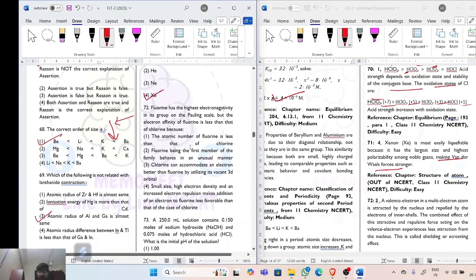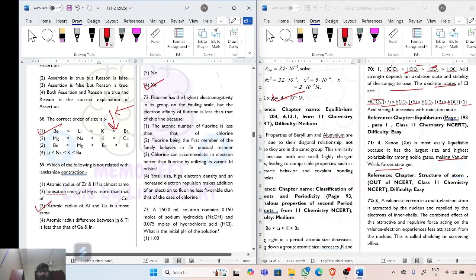Now coming to question number 72. Fluorine has the highest electronegativity in its group on the Pauling scale, but the electron affinity of fluorine is less than that of chlorine because, first, the atomic number of fluorine is less than that of chlorine. Fluorine, being the first member of the family, behaves in an unusual manner. Chlorine can accommodate an electron better than fluorine by utilizing its vacant 3d orbital. For the option, small size is mentioned.